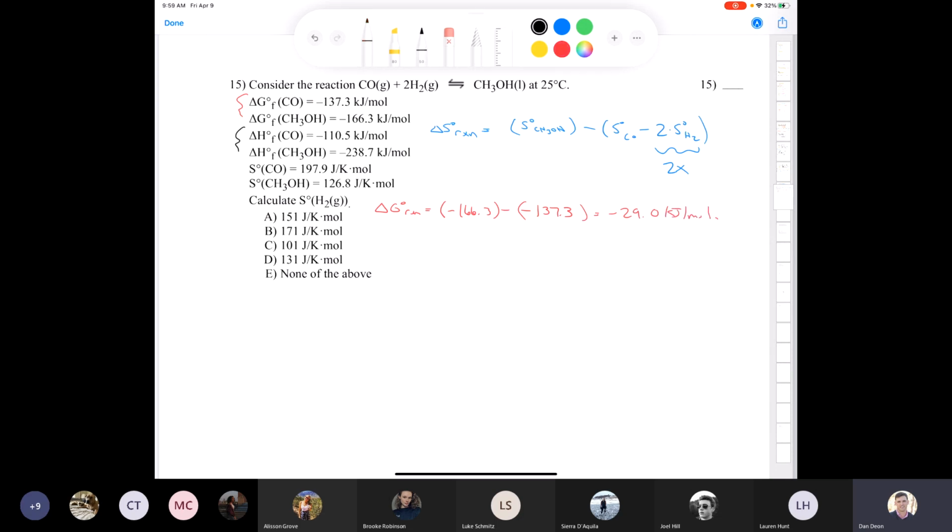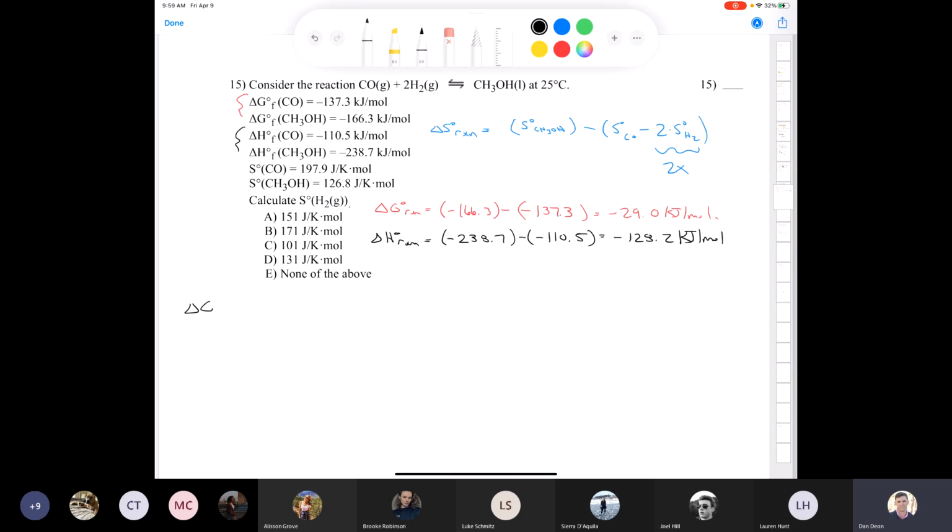We'll do the same thing for delta H. So the delta H of our reaction is going to be equal to negative 238.7, subtract negative 110.5, and again, this is in kilojoules per mole. We get negative 128.2 kilojoules per mole.